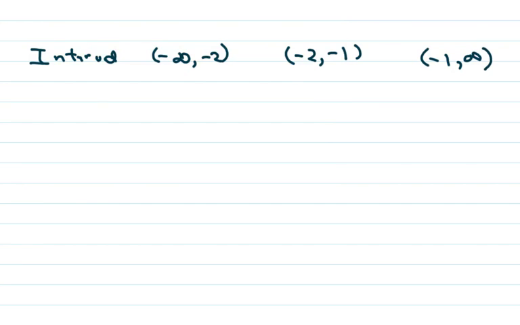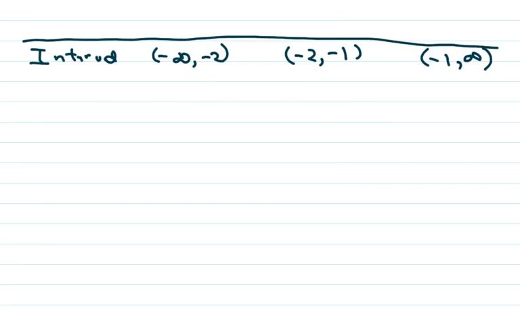Now, you're supposed to put this in the calculator, but I'm going to pretend like you can't do that. I'm going to pick intervals using my vertical asymptote. I'm going to pick negative infinity to negative 2, then negative 2 to negative 1, and then negative 1 to infinity. The reason I'm picking negative 2 is because that's an asymptote, and I'm picking negative 1 because that's the x-intercept. And I want to see what's happening in these three intervals.